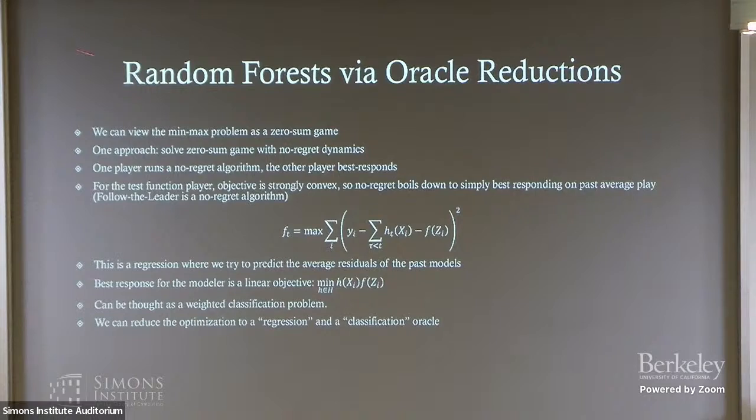And this is how we get random forests. So you can best respond with a decision tree, and the other player, the test function space, solves a regression with a random forest, and then you ensemble and you get a random forest that solves the min-max problem.